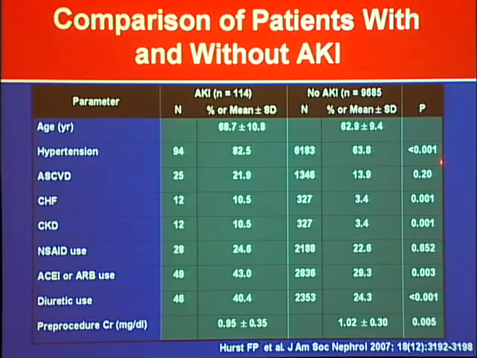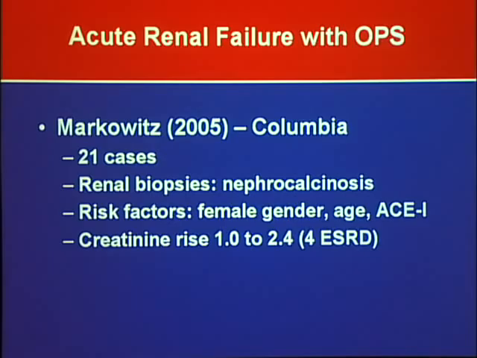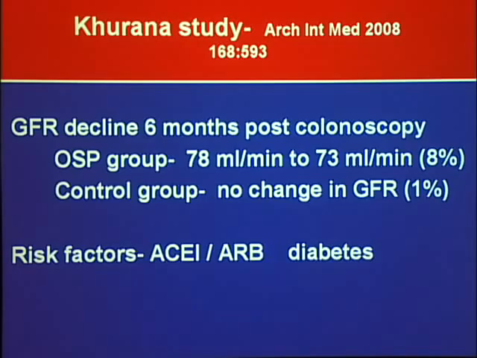And in the remaining couple minutes, this study showed hypertension was a risk, heart failure. Here, there was a risk for chronic renal failure, diuretic use, and the pre-procedure creatinine was actually lower in the acute renal failure group than in the ones that did not. And Markowitz from Columbia, apparently, and Andy is going to have to tell us, they biopsy everyone whether they have proteinuria or not. We don't. And they biopsied 21 patients, and in the renal biopsies, there was nephrocalcinosis present. That was the slide I showed you at the beginning. The risk factors were female gender, age, and ACE inhibitors. The creatinine went up to 2.4, but four of them actually developed end-stage renal disease immediately after the sodium phosphate exposure.